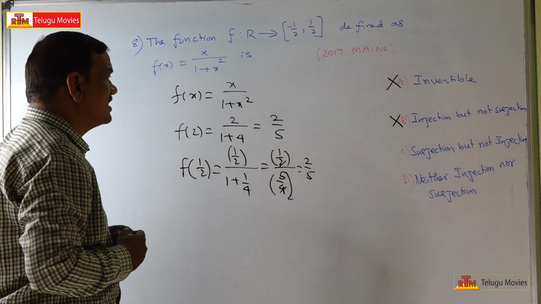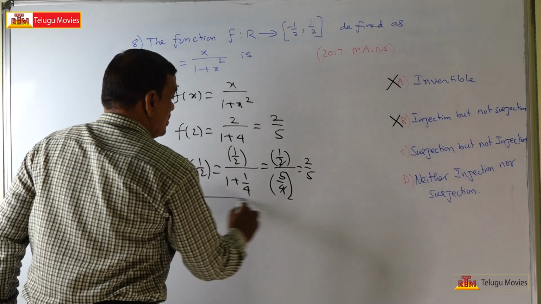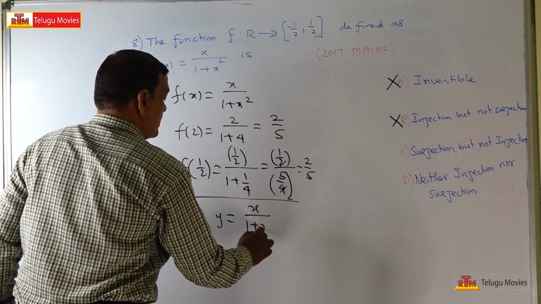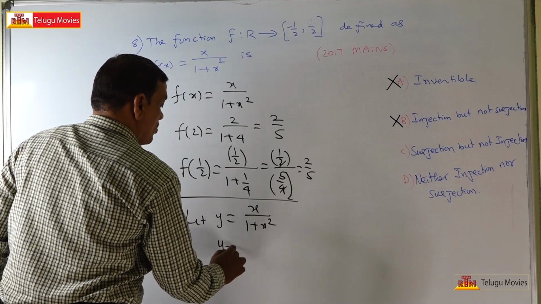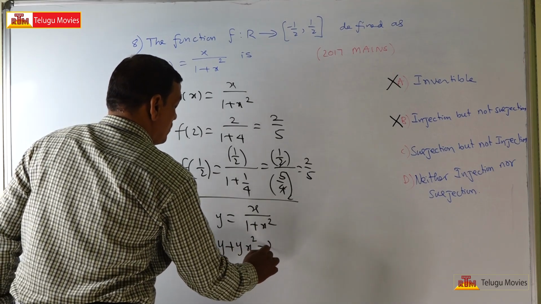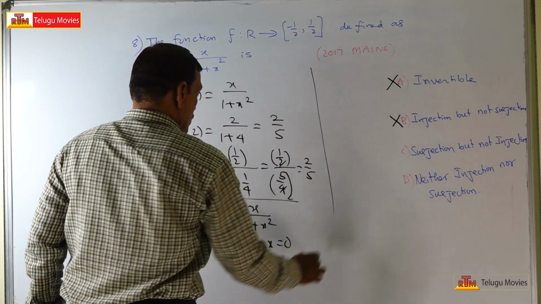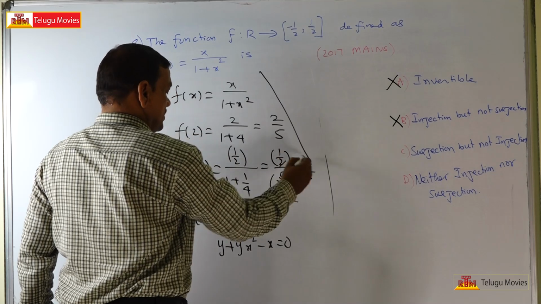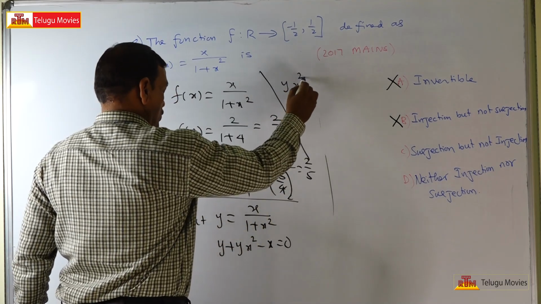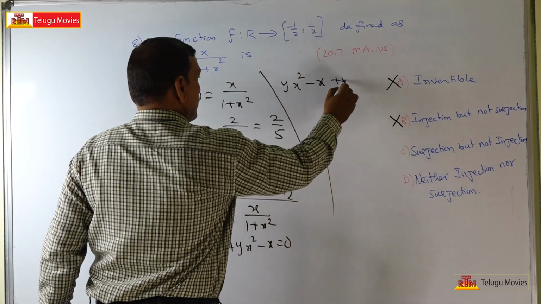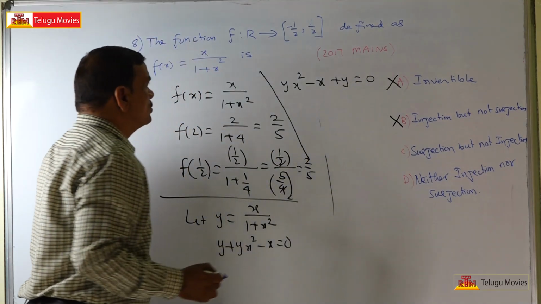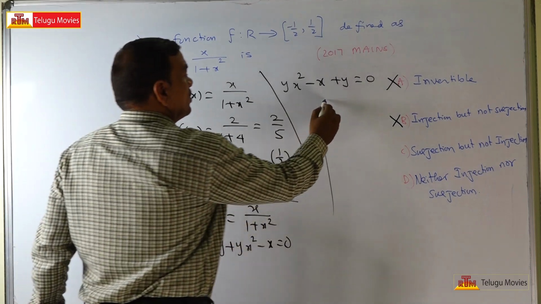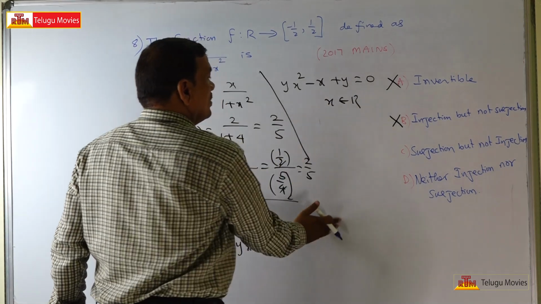So for checking surjection, let us proceed like this. We know that let y is equal to x upon 1 plus x square, so y plus yx square minus x is equal to 0. On the whole it is a quadratic equation. Here we have yx square minus x plus y is equal to 0. Here the domain is the set of real numbers, so it will have real roots.